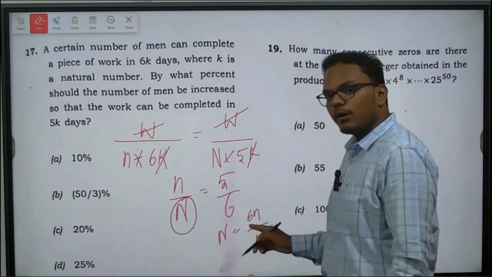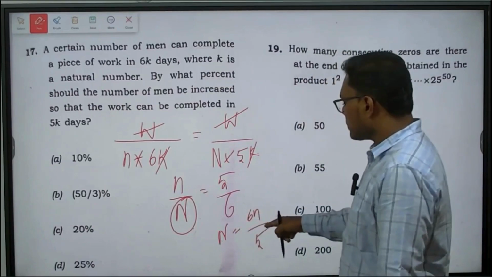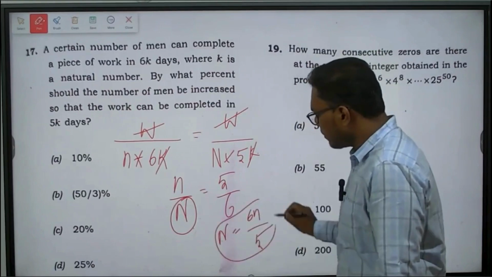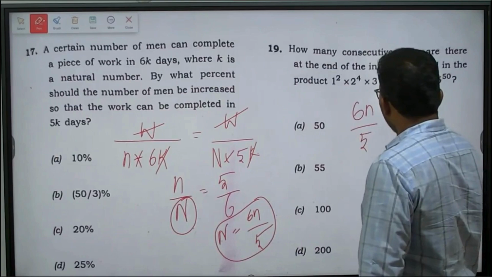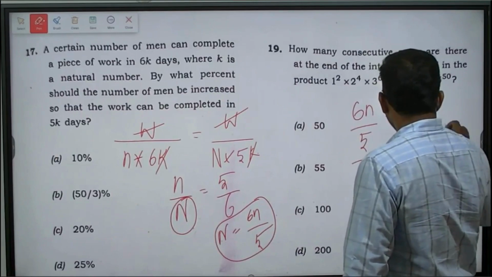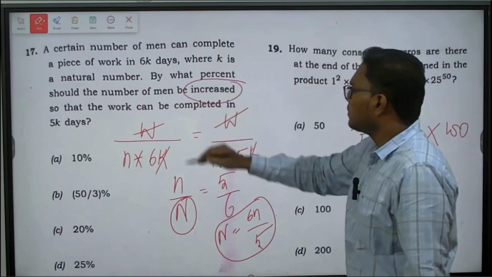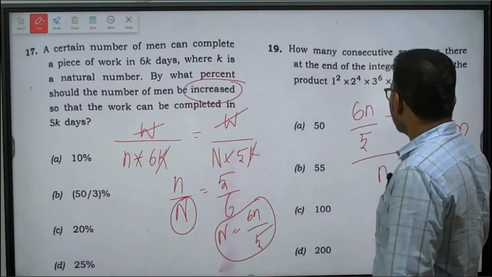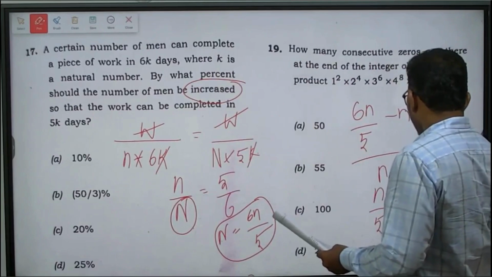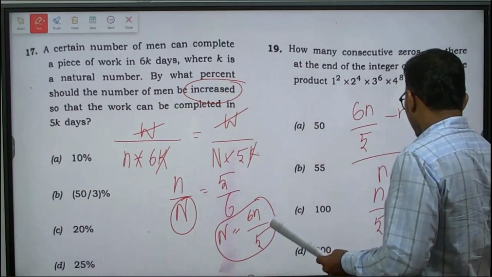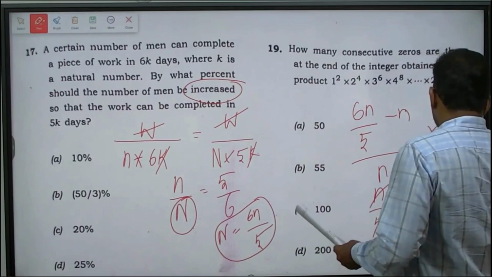Now you have to see by what percent this has increased. This is your new N. What was your old N? Your old N is small n. So (6n/5 minus n) by n into 100 is the percentage by which the number of men should be increased. The increase is n by 5, into 100 by n. So n cancels, and it's 20%.